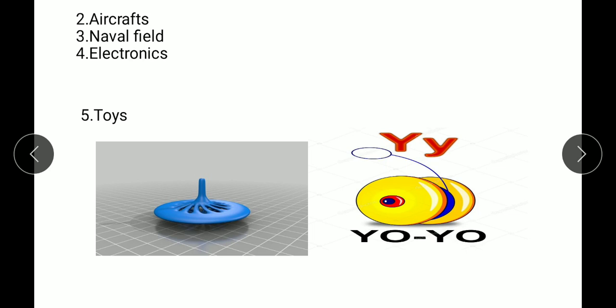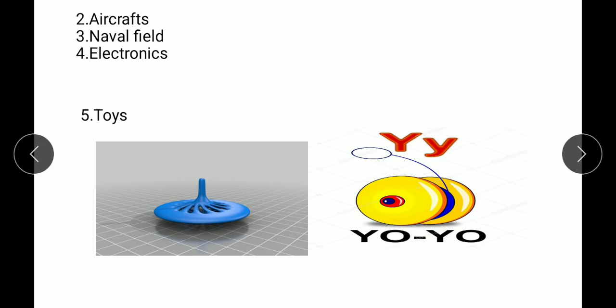Next one, the electronics industry. For example, we consider a video game. When we are playing a video game, sometimes we have to rotate while playing. That rotation also has a gyroscope effect, so we can measure the orientation with the help of the gyroscope. Next, computer mouses. Computer mouses also we have to rotate, so there also we use the gyroscope.